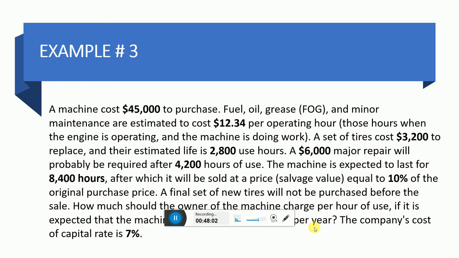So the 1400 hours is the maximum use which an owner can get of it. It's 1400 hours. So we have to find out how much he should charge per hour. The company's cost of capital rate is 7%. So in this problem, we have certain data which we have to analyze. First, we have to review this.